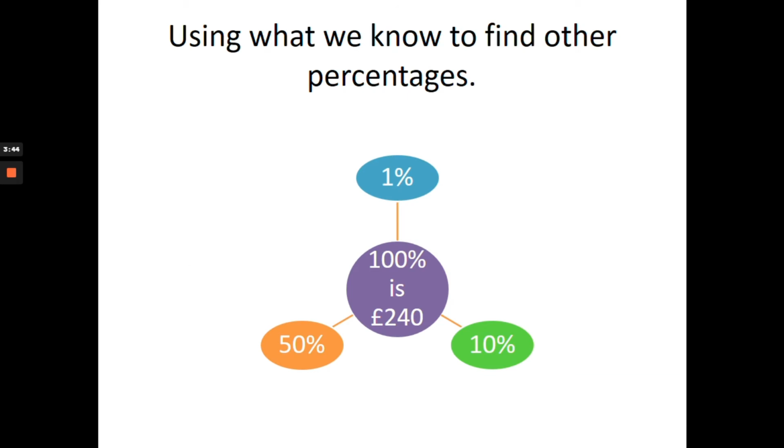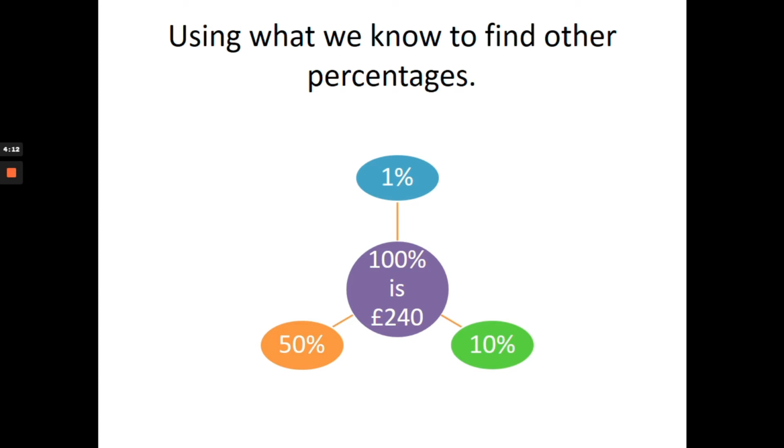Okay, we can use what we know to find other percentages. So 100% is £240. What will 10% be, and what will 50% be? So can you take a minute just to work that out? Okay, so 10% of 240 will be 24. 50% will be 120.